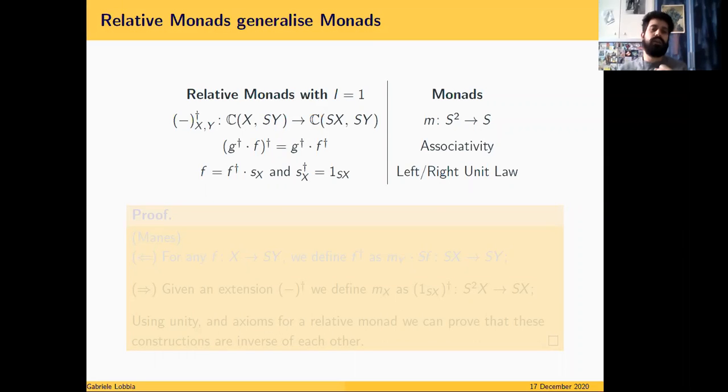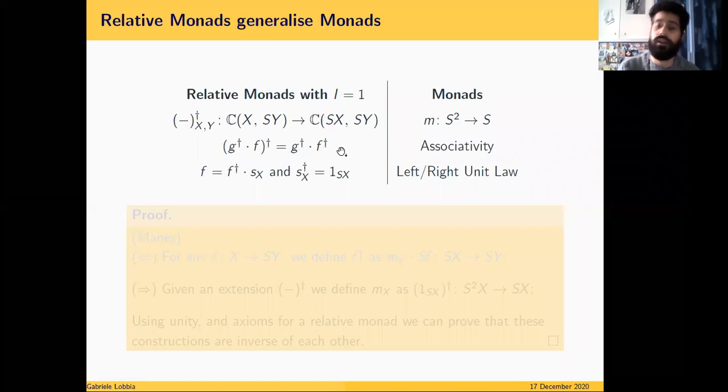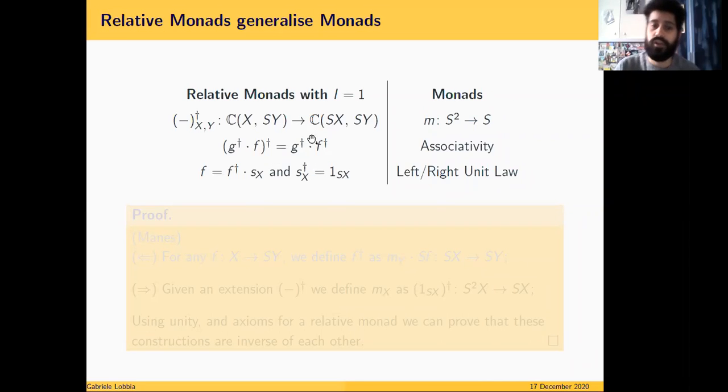Because if you see it this way, describing monads with this extension, this axiom will tell you the composition, and why the composition in the Kleisli category is actually a composition. So it's actually associative. And these two will be the left and right unit law for the composition in the Kleisli category.